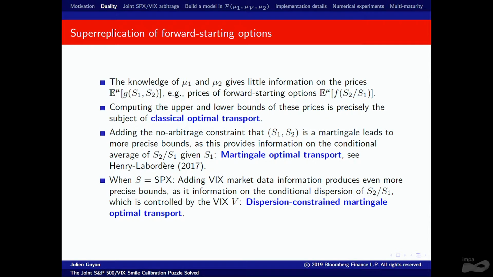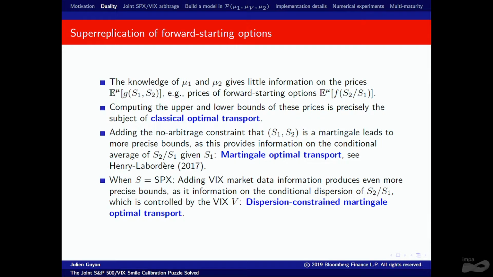And precisely, computing the upper and lower bound is exactly the subject of classical optimal transport. Of course, in finance, when you know that S is actually an asset that you can delta hedge at time T1 for zero cost, that's telling you that S1, S2 has to be a Martingale under any risk-neutral measure, and so that has led to the development of Martingale optimal transport, initiated and introduced by Pierre-Henri Labordère in 2012, and he has a nice book about it.